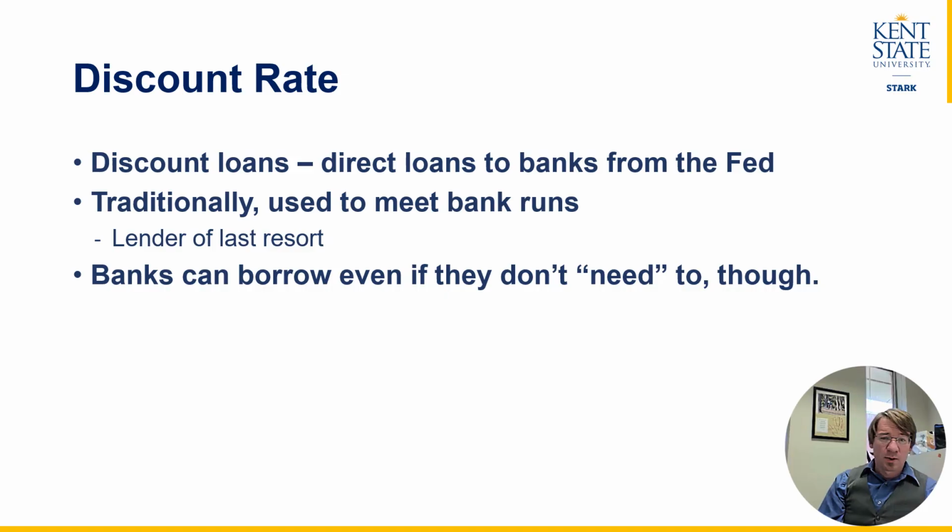The discount rate would be the rate of interest on direct loans to banks from the Federal Reserve. Now, I will say discount loans are fairly rare outside of times of financial crisis. Traditionally, these are what was used to meet bank runs. There's a bank run, so you come to the Fed and the Fed will lend to you. And because of that, banks were often very cautious about taking out discount loans because it sends the signal that you're in danger of a bank run. So this really wasn't used very much, except in times of crisis.